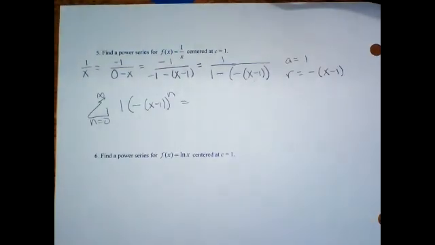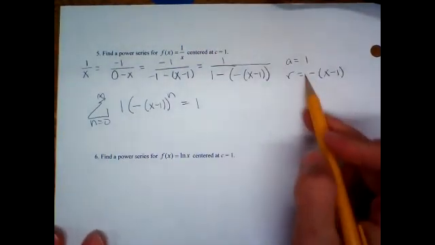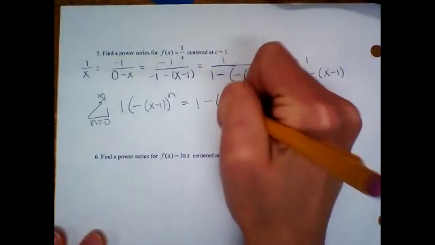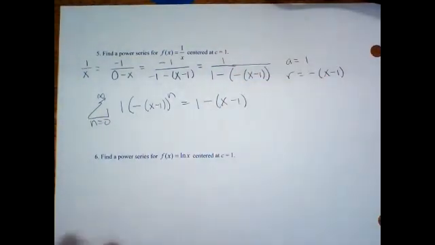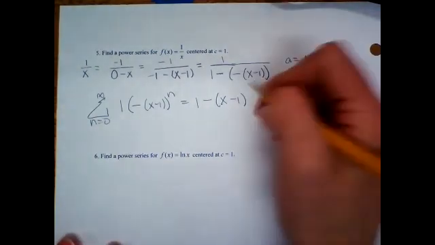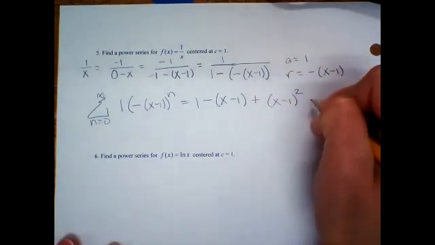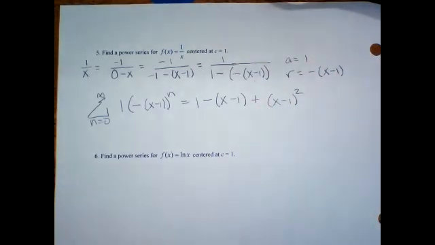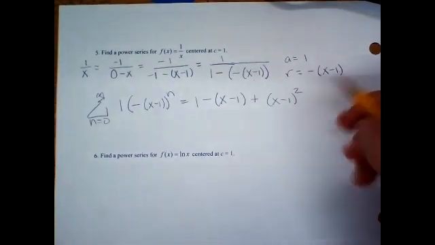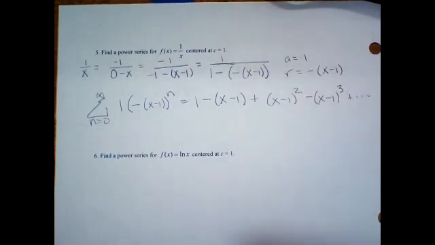We're just going to list out the first few terms to generate the pattern. So the first one's 1, and then you multiply by this, so it'll be minus (x minus 1). And then you multiply by this again, so it'll be plus (x minus 1) squared. And then what will the next one be? If you multiply by a negative (x minus 1), cubed, good, and then plus forever and ever.